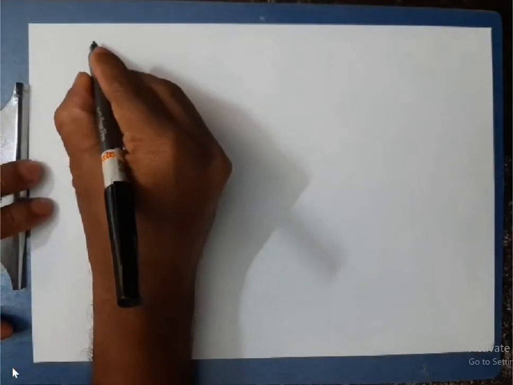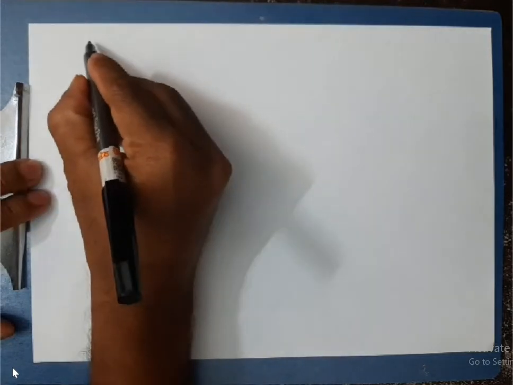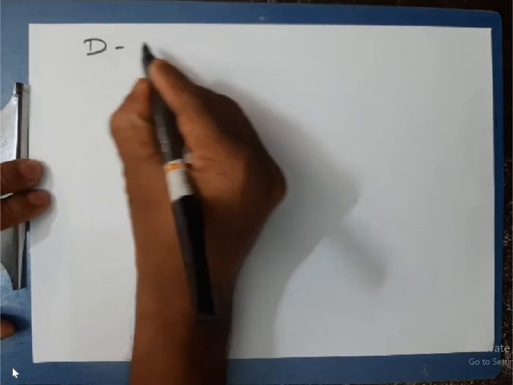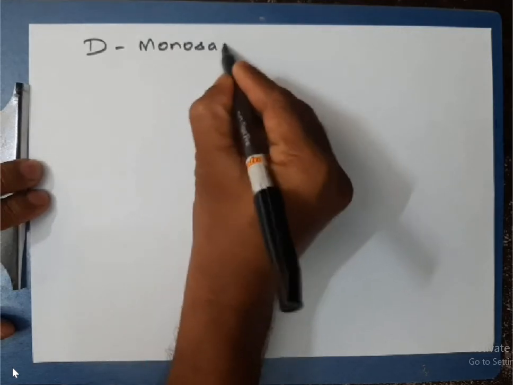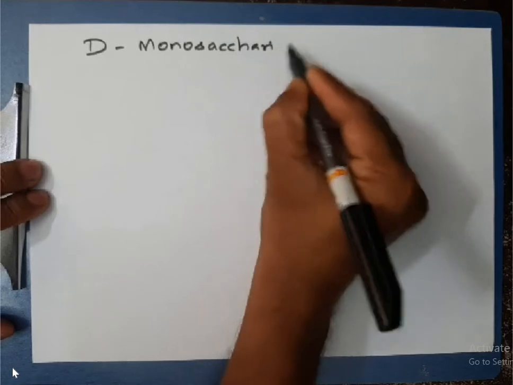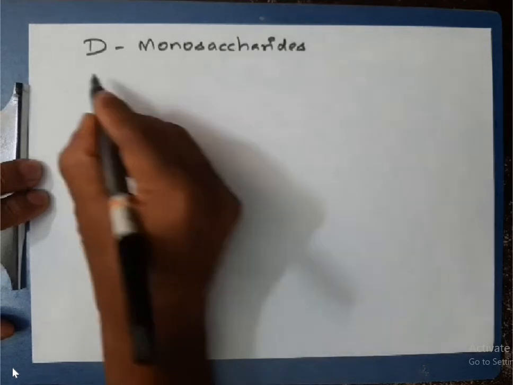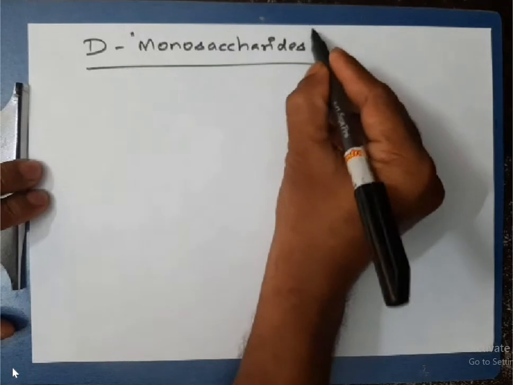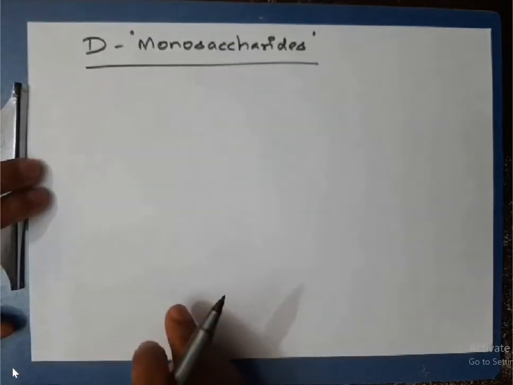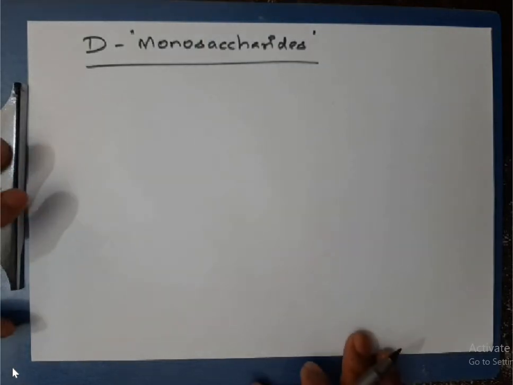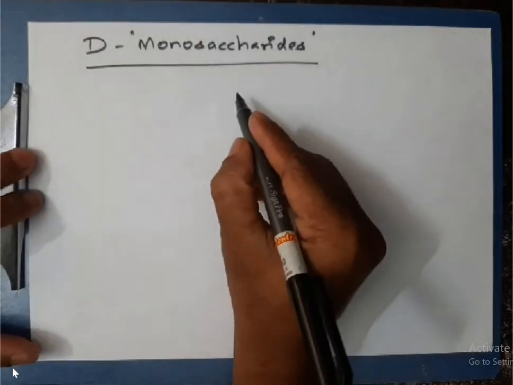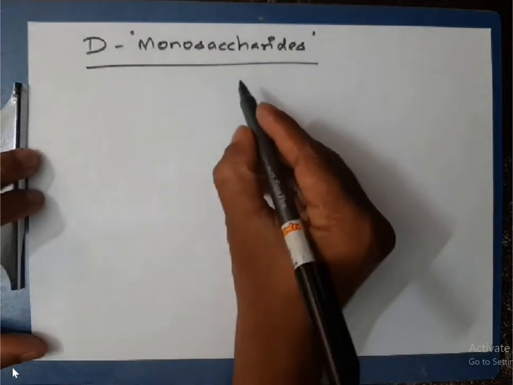So in D monosaccharides, I am going to discuss the structure of D monosaccharides. As I told you before, in nature, monosaccharides exist as D. So I am going to discuss the structure of the D monosaccharides. The simplest D monosaccharide is this.